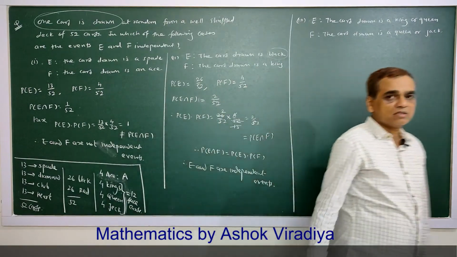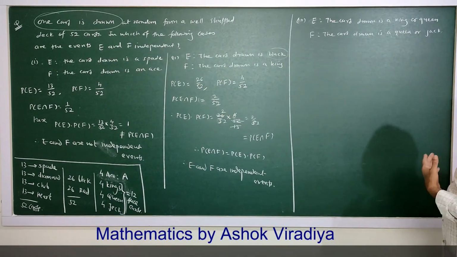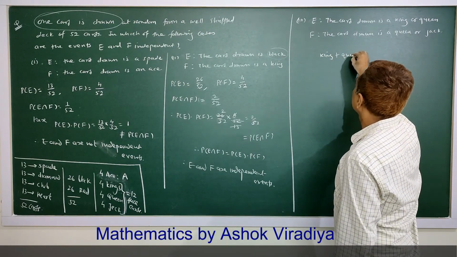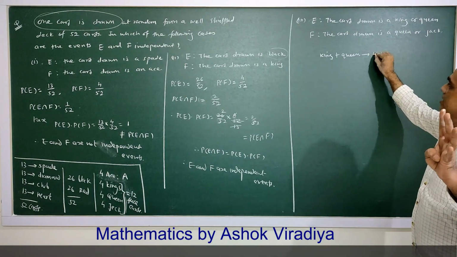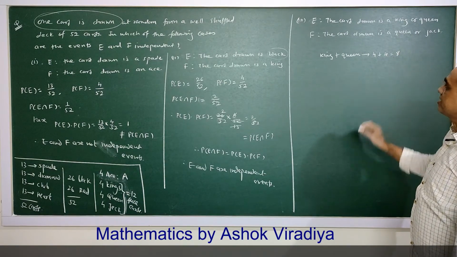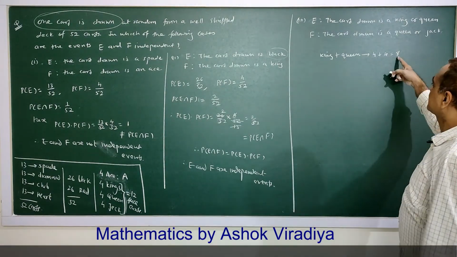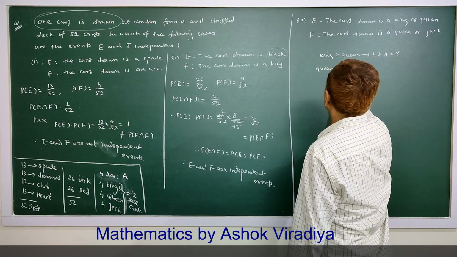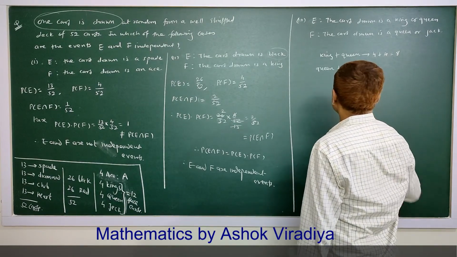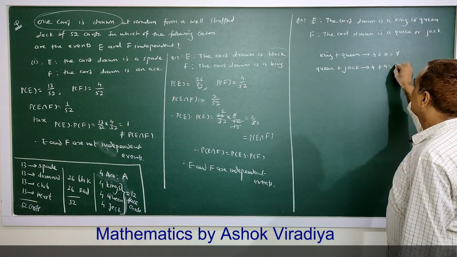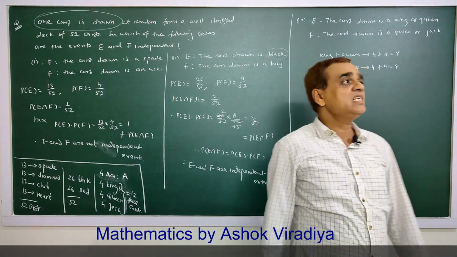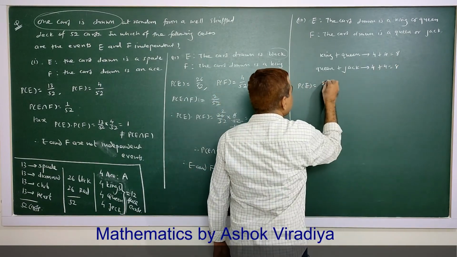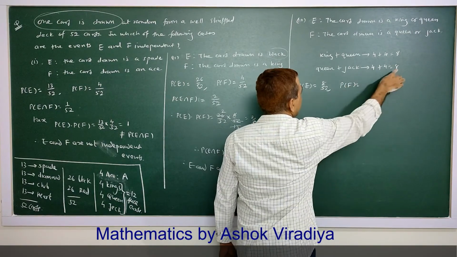Now in this question, card drawn is a king or queen. So there are 4 kings and 4 queens. There are such 8 cards, 8 elements in E. F contains queen or jack. There are 4 queens and 4 jacks. Again 8. So in E 8 elements, in F 8 elements. So probability of E is 8 by 52. Probability of F is 8 by 52.